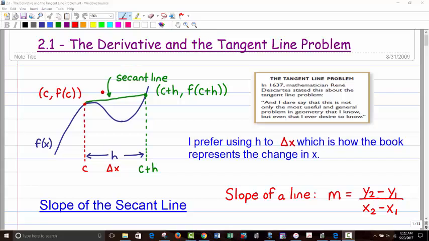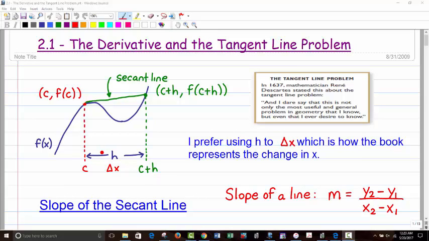Now come down here and we're going to label the first point in function notation c, f of c. Now this, the Larson textbook and many others use delta x for the change in x from the first. Delta generally means change in many applications. That little triangle is called delta. Delta x represents the change from the first x to the second x.